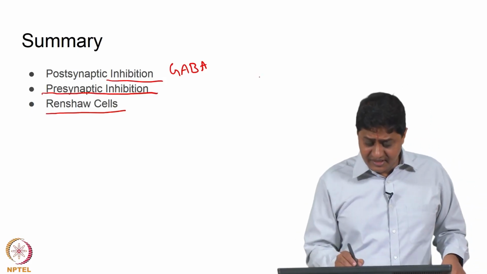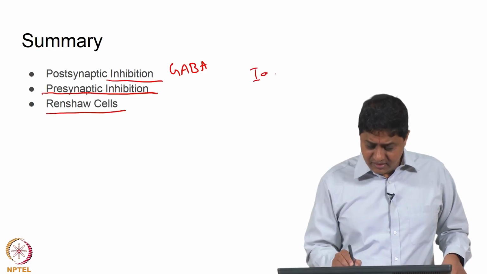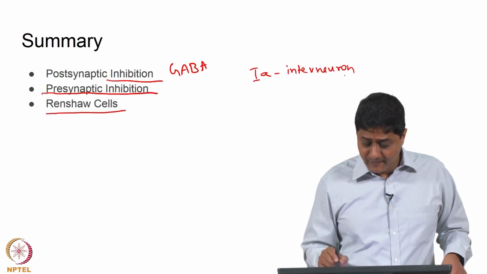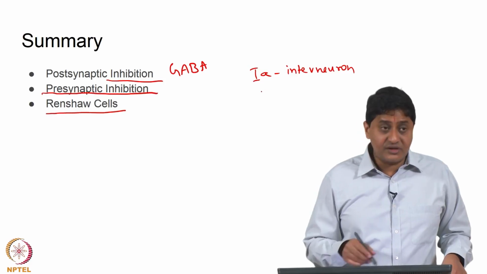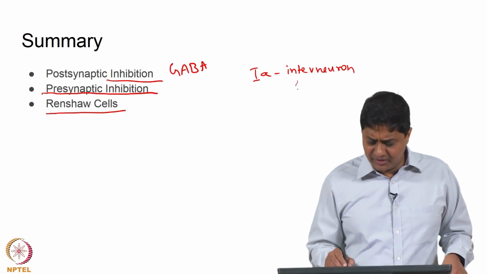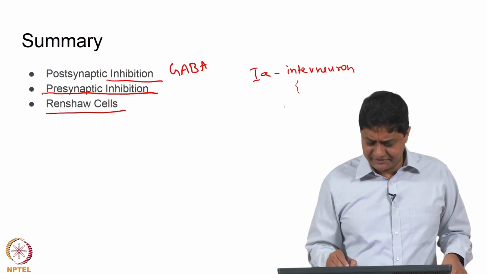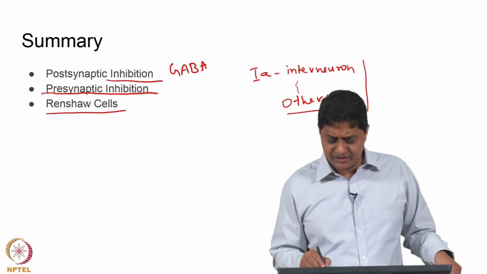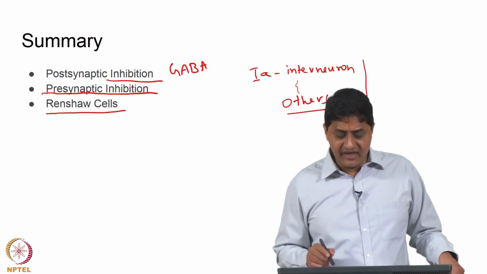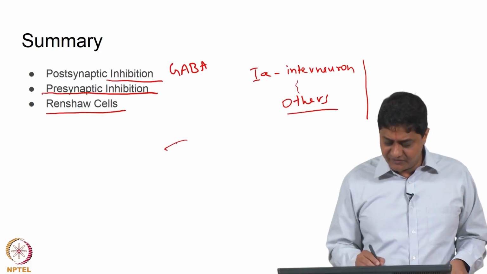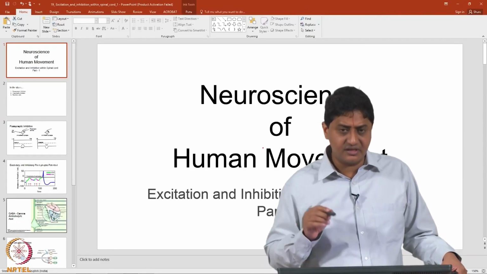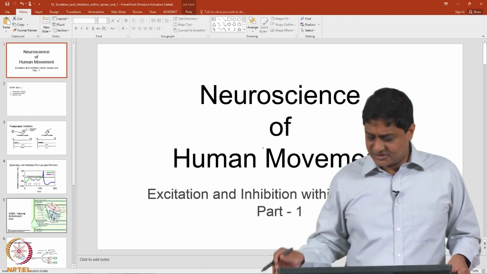In future classes we will be seeing other cases, called 1A interneurons, and what is their function, and other inhibitory interneurons to be discussed. We will not give the specifics now, and will reserve those discussions for future classes. The various loops of excitation and inhibition, and which particular part of the spinal cord is responsible for what excitation and inhibition, we will discuss in future classes.